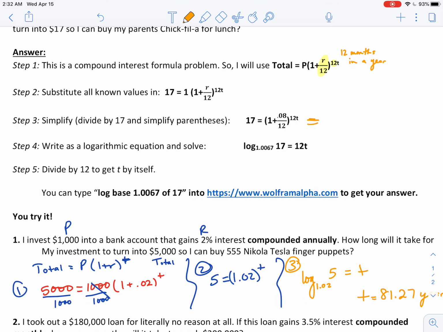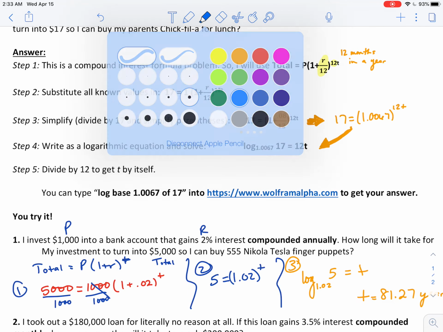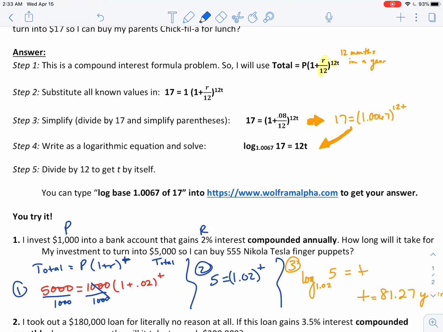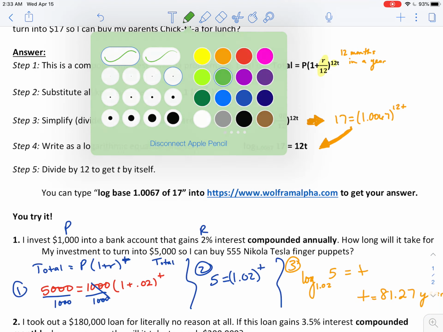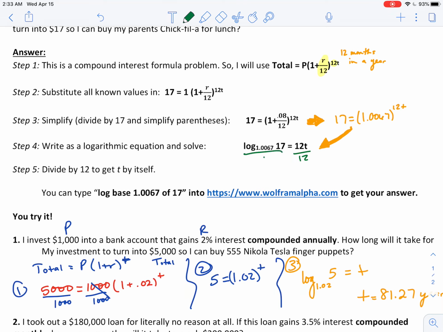And then, just like we saw before, we divide off that principal. It's just that 1 goes away. 17 divided by 1 is 17. And then I simplified this, so this turned into 17 equals 1.0067 to the 12 times t. And then we write this as a logarithm. So that goes into our logarithmic form. So log base, the base of my exponent here, is 1.0067. Log base 1.0067 of 17 equals 12 times t.